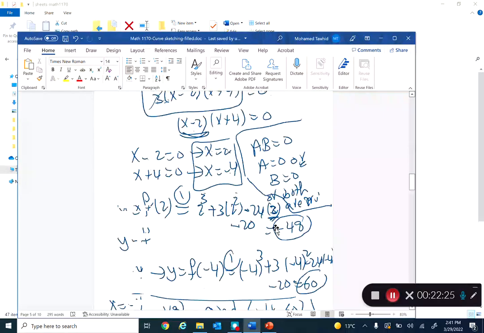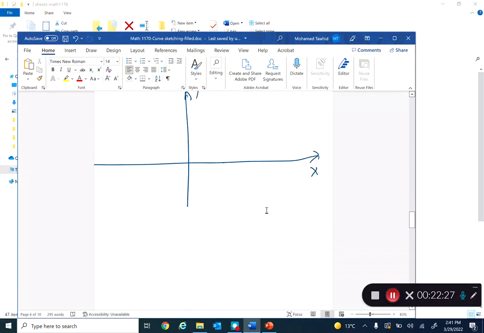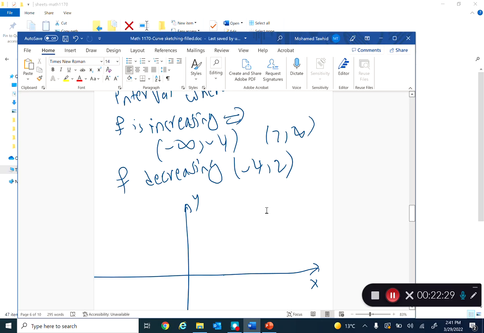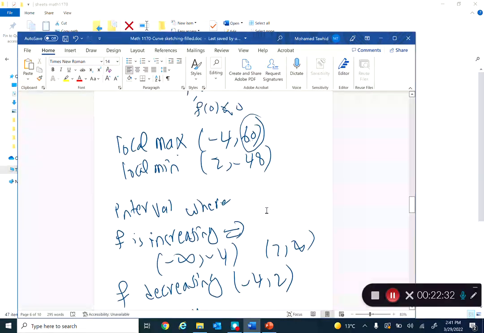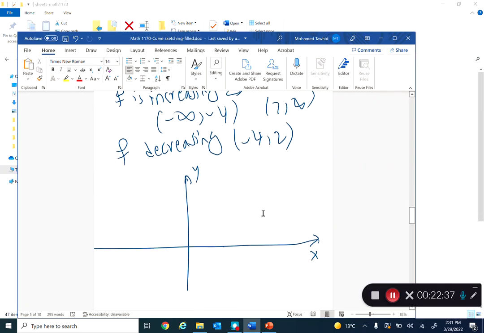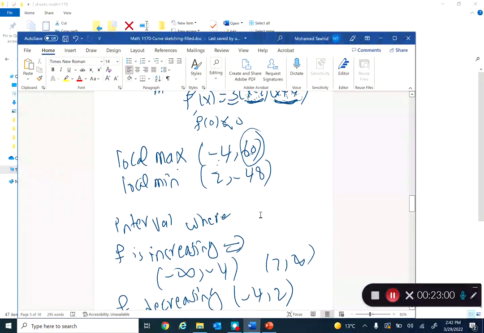So here, if that is our graph, what I need to do is figure out -4 and 60. When x equal -4, your y equals 60. So if that is -4, then if that is 60 here, remember I need to sketch the graph. So -4 and 60, that is where I plot. What do you know about at -4? You have stationary points. So the graph should be like this, and you have maximum here.